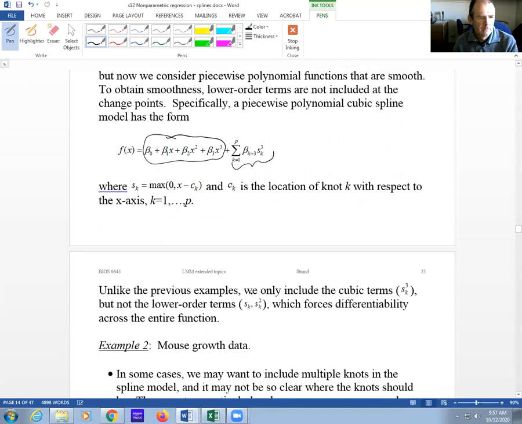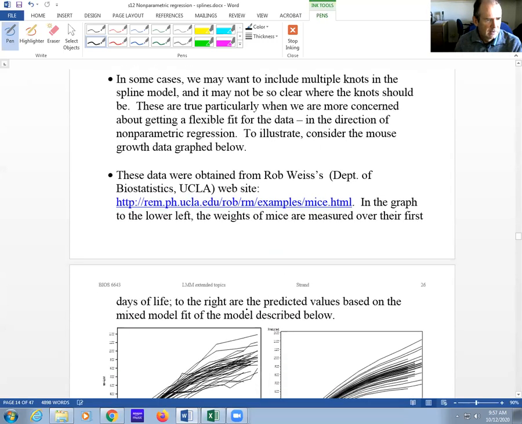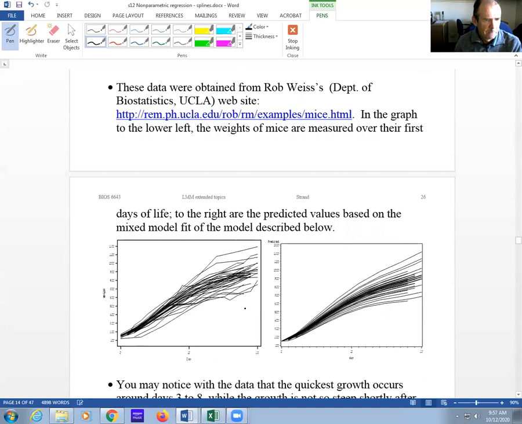Okay, so this example is mouse growth data, and I obtained this from Rob Weiss's data set. He's in the Department of Biostatistics at UCLA. I was actually at UCLA, this is many years ago, in the statistics department. So they have a biostatistics department, and they also have a separate statistics department. I didn't get to know Rob personally because I wasn't in his department, but I obtained this data. He did a lot of longitudinal modeling, and I got into longitudinal modeling after I left there.